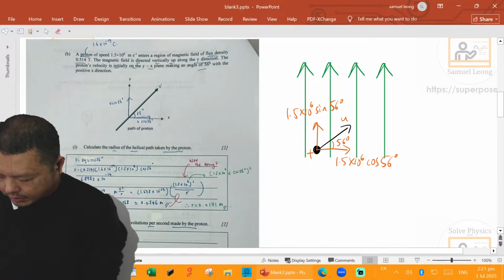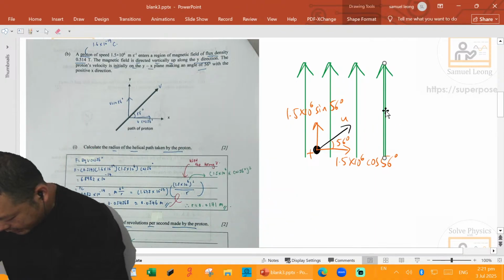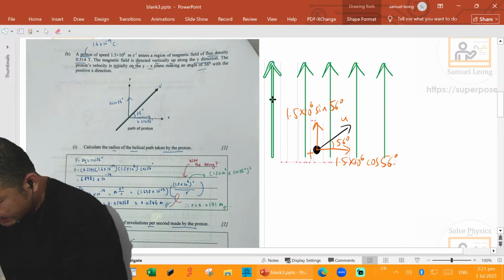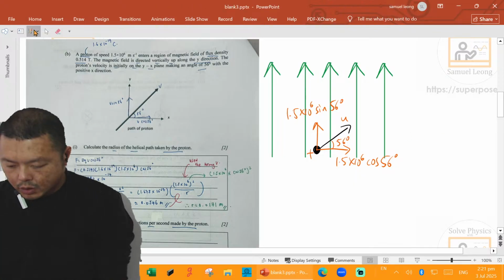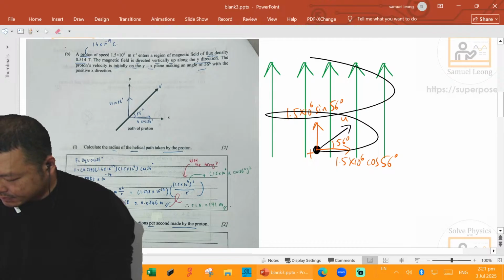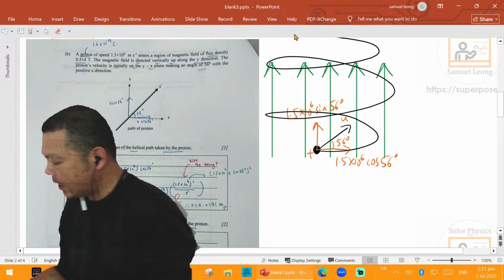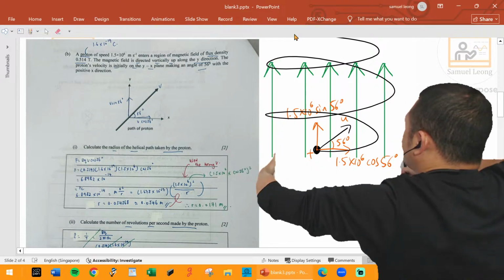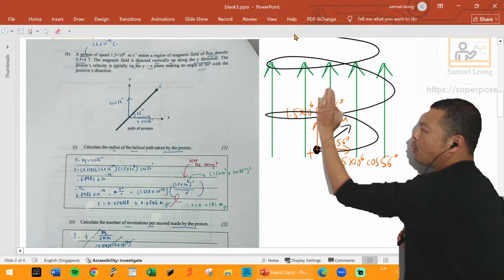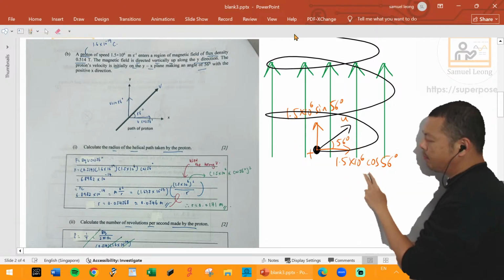Okay, so in a way, yes, I always forget to draw this extra thing on the side, so that the magnetic field is big enough to encompass the whole thing here. So what you will see is a path that goes something like that. That will be the helical motion, going upwards like this. So the forward component is this, but the circular component is this.